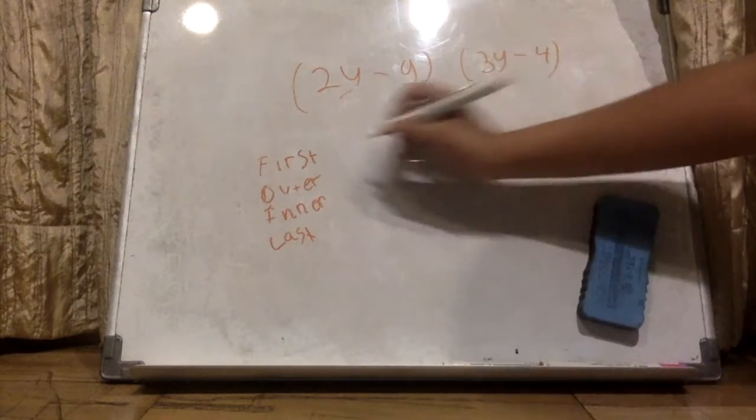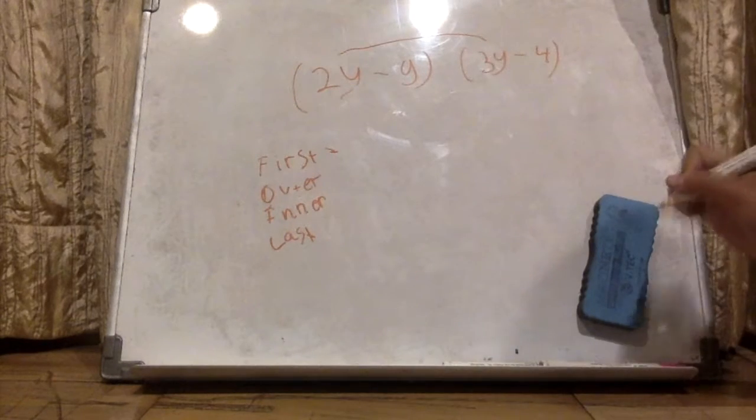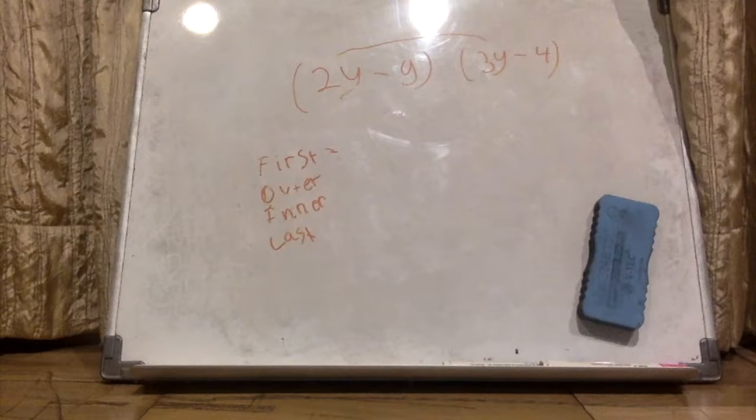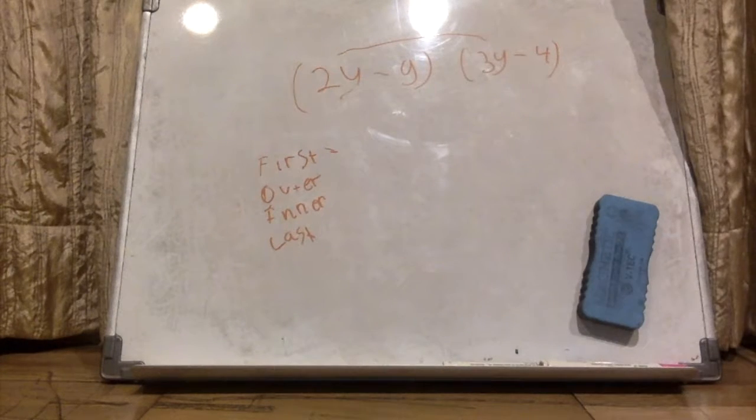So let's start. First we're going to times. Basically all of this we're just going to times. It's not going to be dividing, subtracting, or adding, but times. So 2y times 3y.